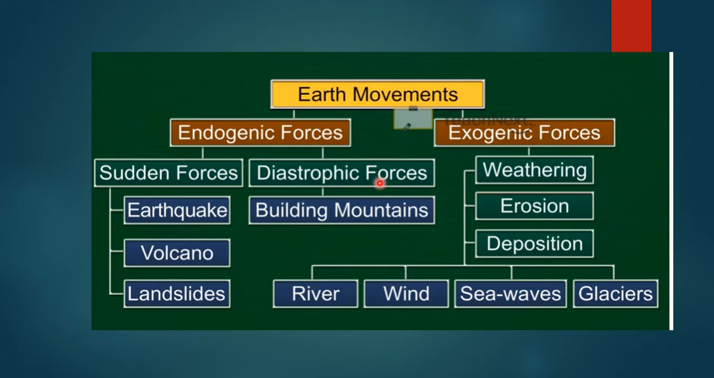Now, exogenic forces happen on the surface of the earth because of weathering, when rocks break up into pieces, erosion, and deposition by agents like river, wind, sea waves, and glaciers. Because of this weathering, erosion, and deposition, various kinds of features are created on the surface of the earth. So we are going to learn these features as we go ahead in the chapter.